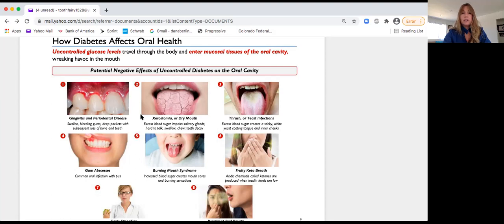The excess blood sugar impairs salivary glands, which can decrease the production of saliva. And when you have minimal saliva, it makes it harder to talk, to swallow, and to chew. In addition to that, if food sticks to your teeth because there's no saliva, you can be at much higher risk for tooth decay, cavities.